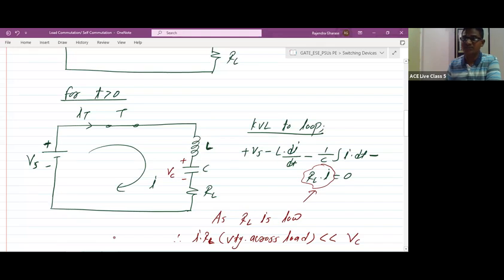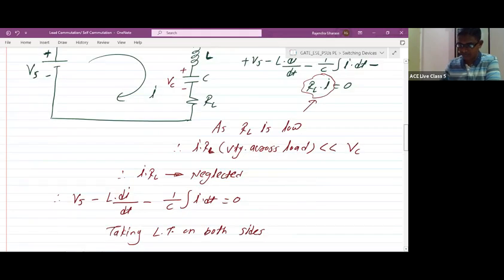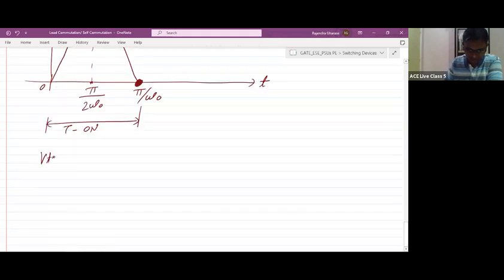Can we derive the expression for VC now? VC, the voltage across the capacitor, is equal to 1 by C integration of IC into dt. Right? So let me write it as VC, voltage across the capacitor.